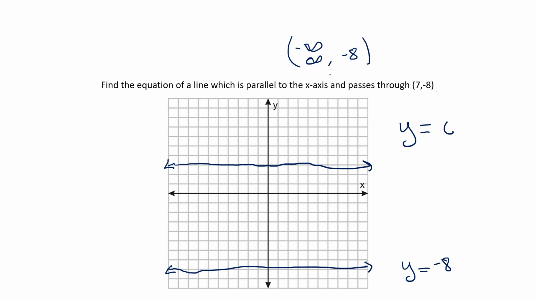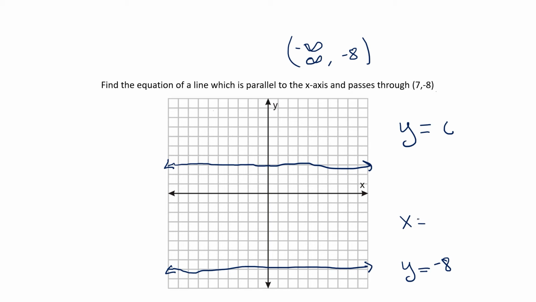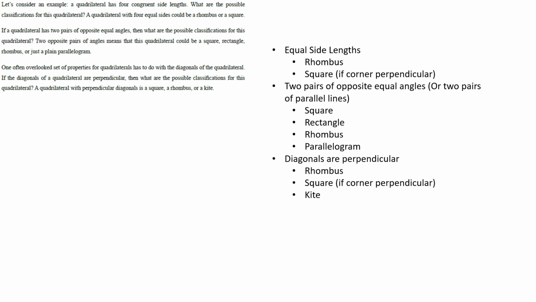And conversely, if they said it's parallel to the y-axis and passing through this point, it would be x equals 7. And then that point would be on it. It would be right here, up and down forever. So it's important to understand what parallel to the x or y axis means and what those equations look like.